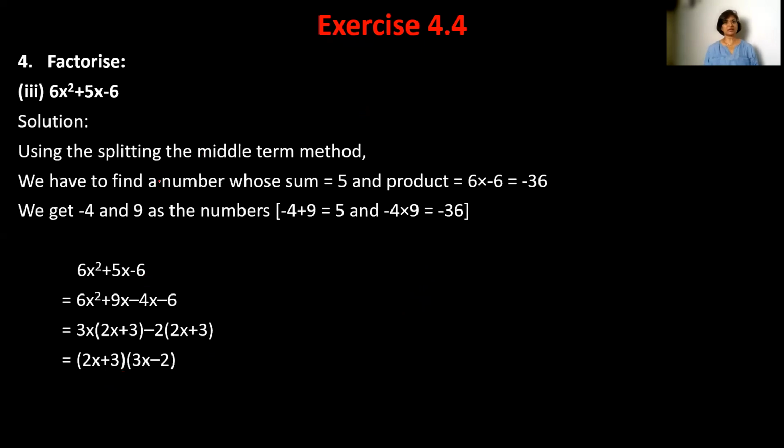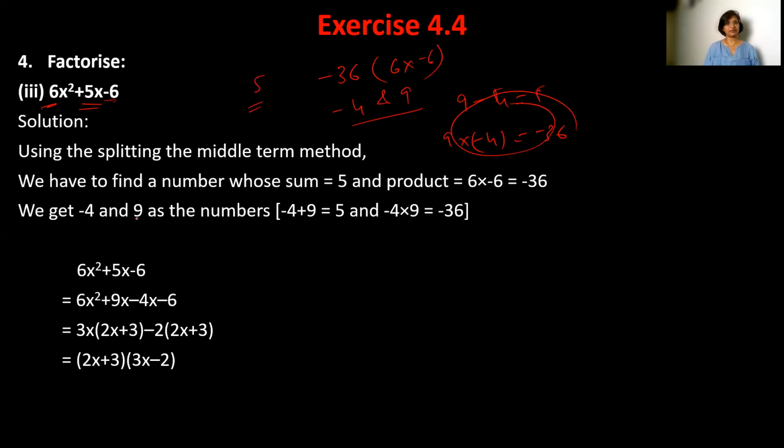The next question is 6x squared plus 5x minus 6. Again, we will split. We will split 5 into two numbers whose sum gives 5, but whose product should be minus 36. Why minus 36? Because 6 into minus 6. What are those numbers? Those numbers are minus 4 and 9. 9 minus 4 gives 5, and 9 into minus 4 gives minus 36. So we are taking minus 4 and 9.